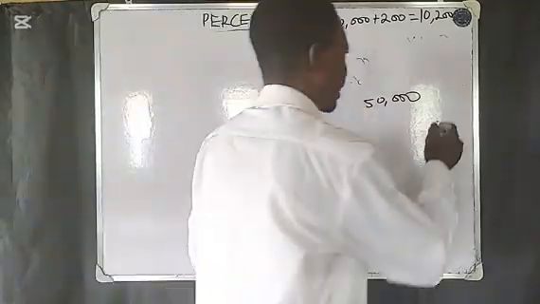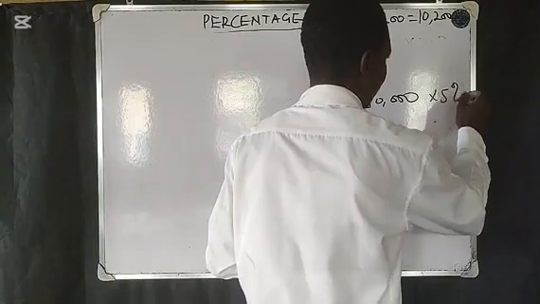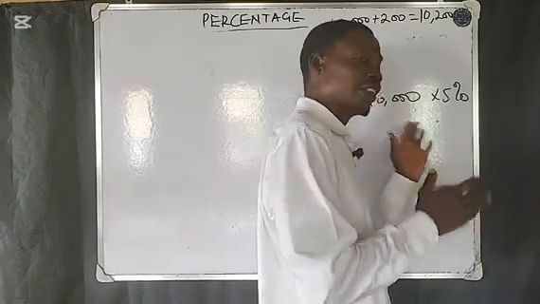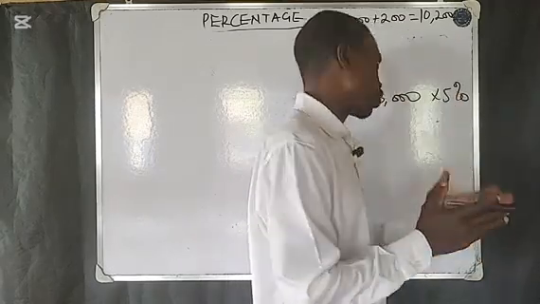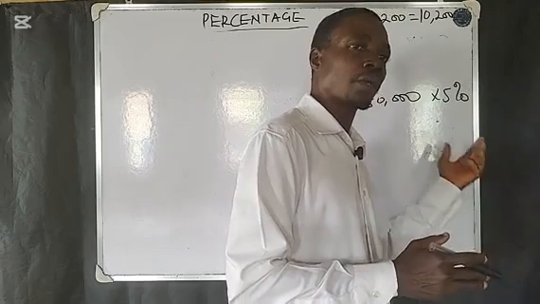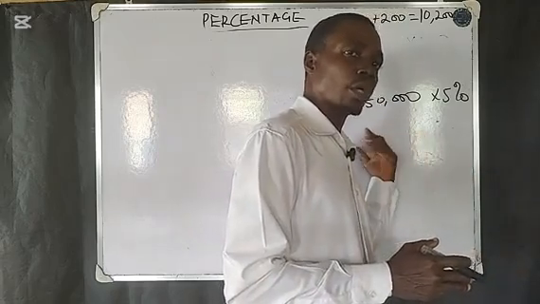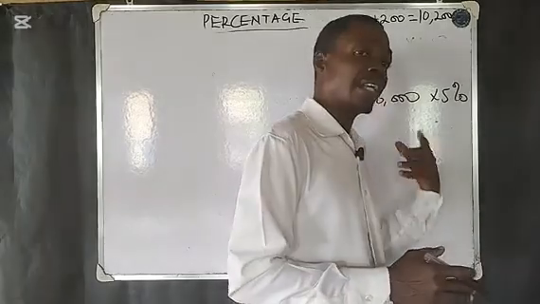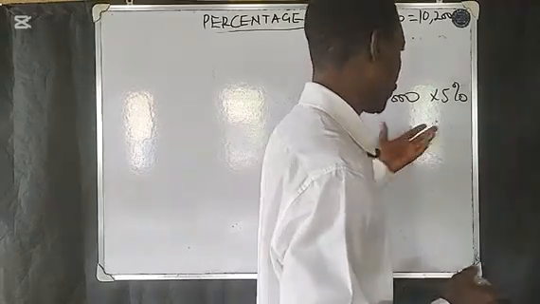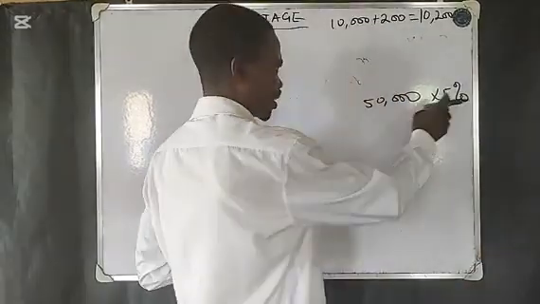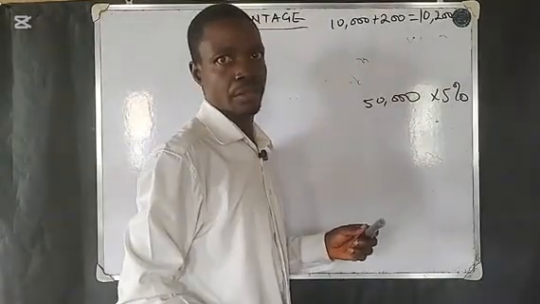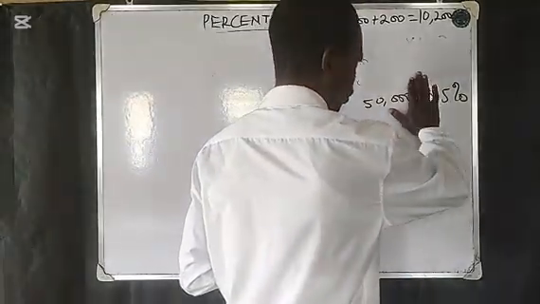So you can also say this thing times 5%. If it is depreciating 5% every year, the value is reducing 5% every year. You can also multiply it by 5%. In this case, because it is reducing, you will subtract the amount that you get from the 50,000. Now, 5% of this should be 2,500. If you calculate 5% of this, it will be 2,500.